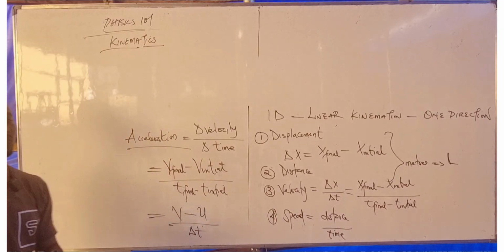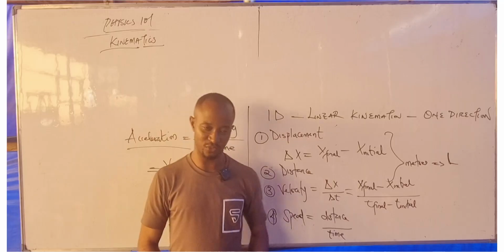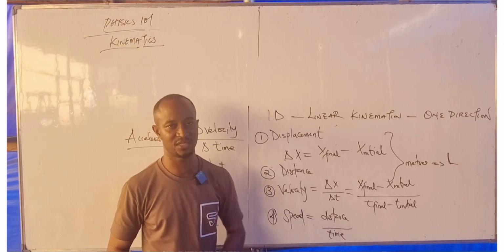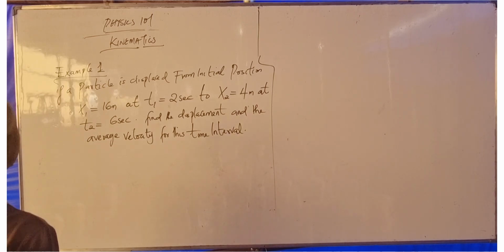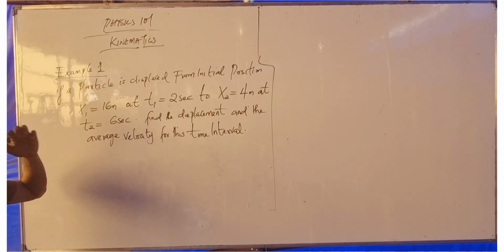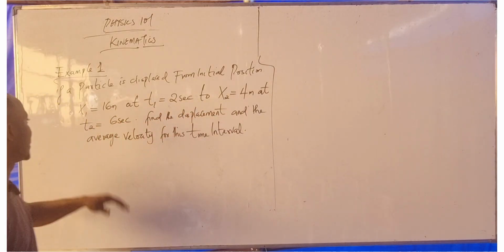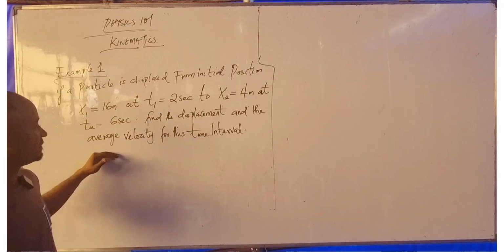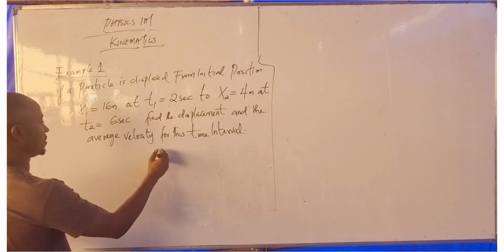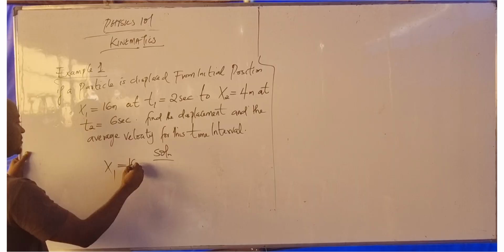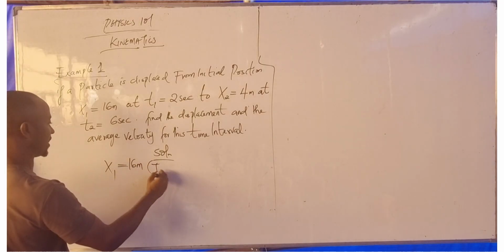Let's look at some good examples from your textbook, then some other exercises from other textbooks in other universities. We have a question that says: a particle is displaced from initial position S1 equals 16 meters at T1 equals 2 seconds, to S2 equals 4 meters at T2 equals 6 seconds. We have to find the displacement and the average velocity for this time interval. The first displacement, 16 meters, is our initial.